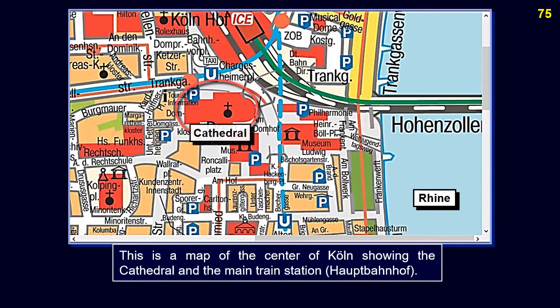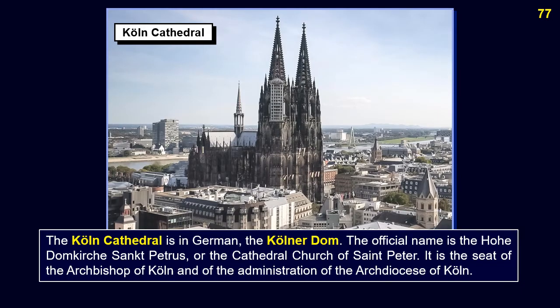This is a map of the center of Köln showing the cathedral and the main train station, Hauptbahnhof. Chapter 8. The Köln Cathedral. The Köln Cathedral is in German, the Kölner Dom.